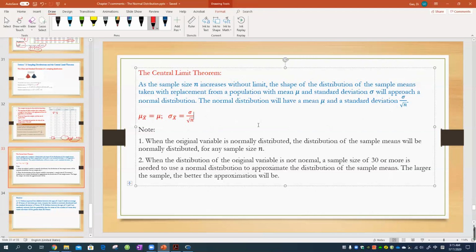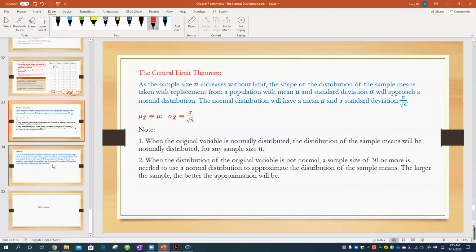As well, note 1: when the original variable is normally distributed, the distribution of the sample means will be normally distributed for any sample size n. Or when the distribution of the original variable is not normal, for any distribution, you must have a sample size of 30 or more, then you're going to get a normal distribution for the sample means. And the larger the sample, the better the approximation will be. That's the central limit theorem.